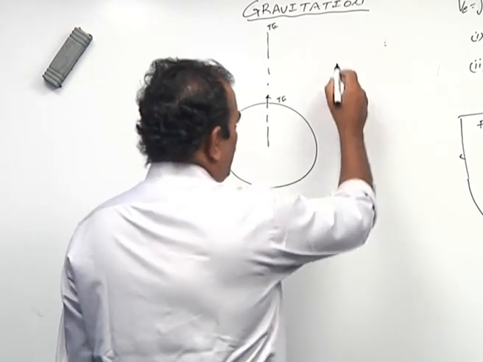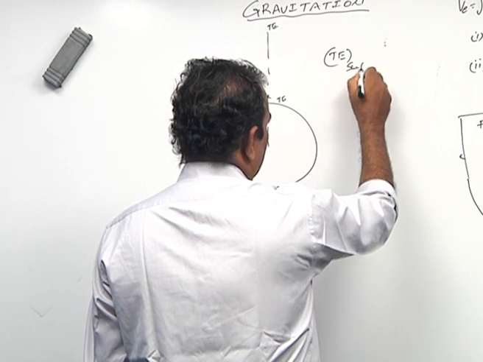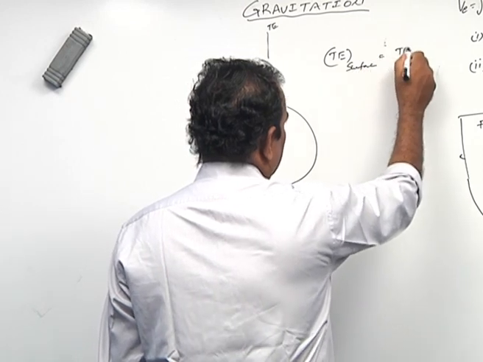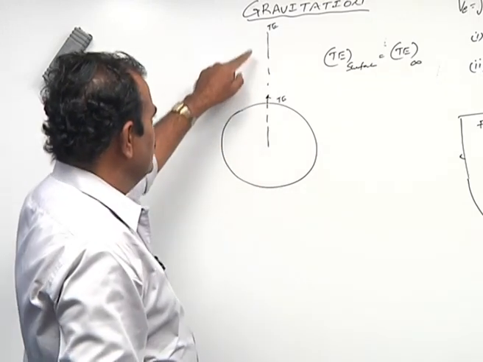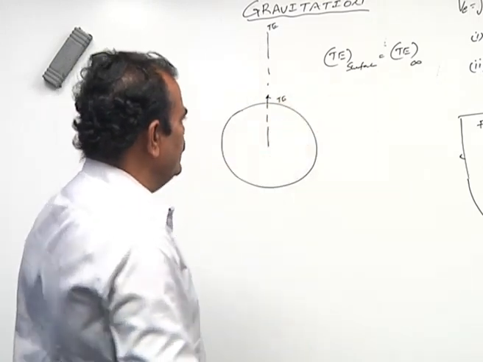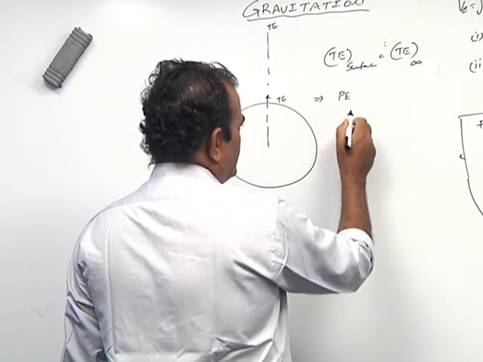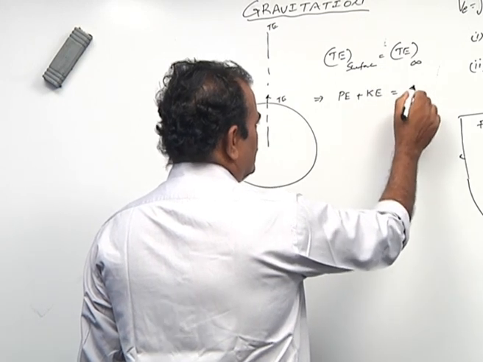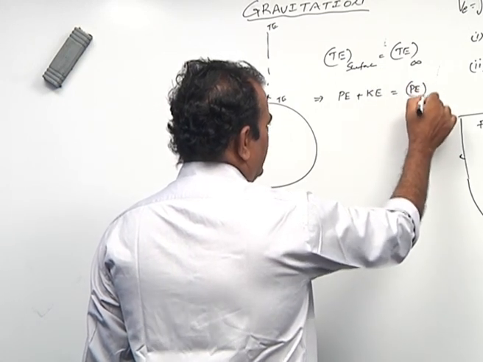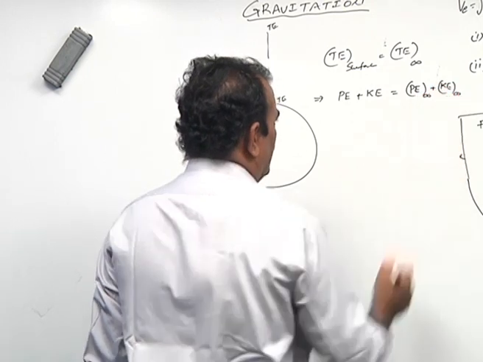So according to the conservation principle, TE on surface is equal to TE at infinity. TE on surface means you have to take the potential energy and the kinetic energy, and TE at infinity means you have to take the PE at infinity and the KE at infinity.